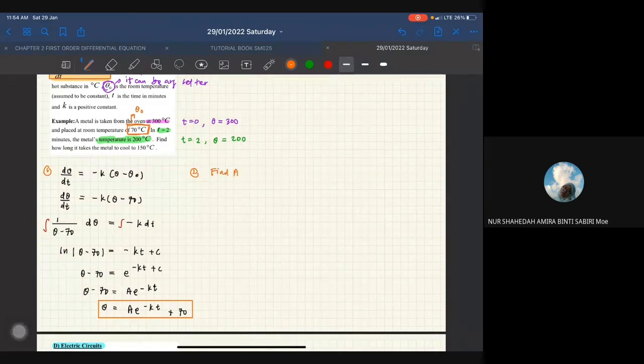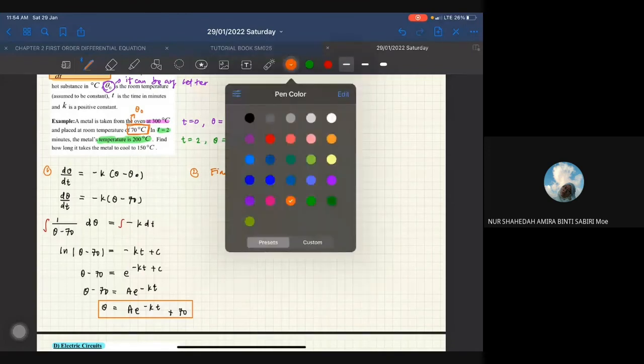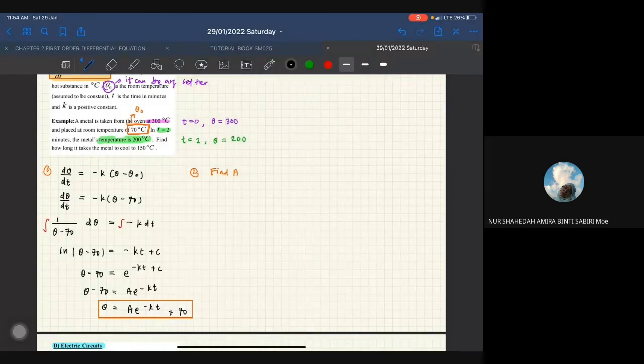Find A. Okay, so find A. Kita substitutekan information yang warna purple kita ada ni. Saya paste dekat sini bagi nampak. Okay, so we have theta equal to A tak tahu, E negative K power 0 and then plus 70. Okay, so this one dah jadi 1. Alright, so, sorry, theta saya lupa substitute. Theta is 300. Okay, so you get A equal to 230.